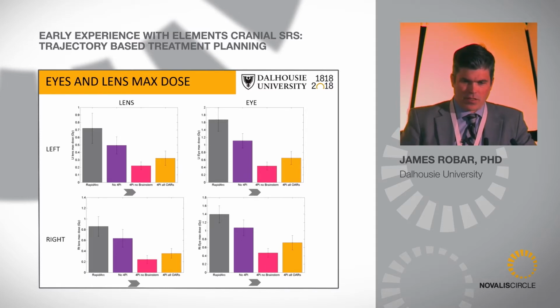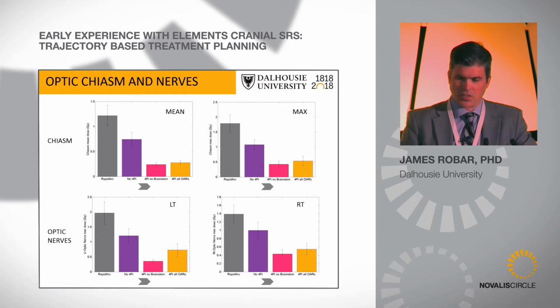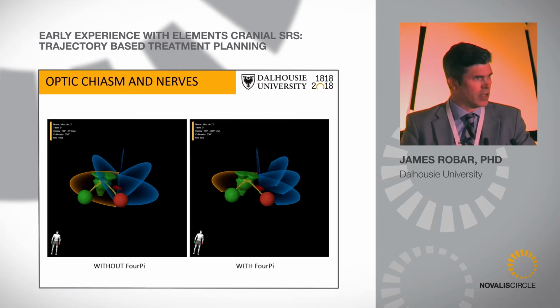And so here's another example. With 4-pi on the right, you can see that the system actually shortened these arcs as well as changing the table angles to lift them off of the eyes and the optic nerves.